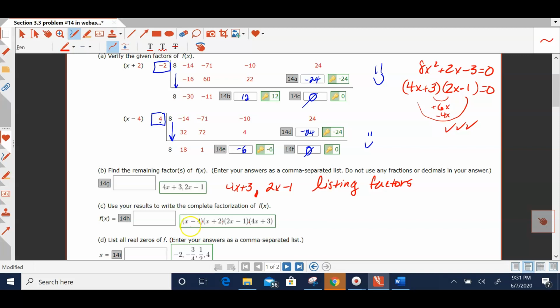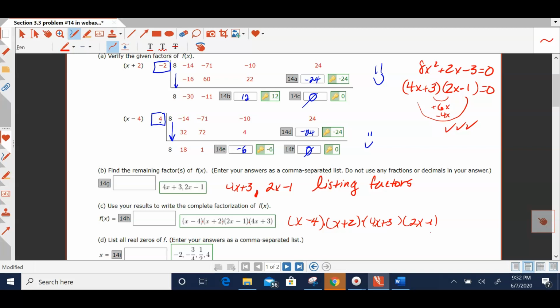So notice we have the x minus 4. We also have the x plus 2. Okay, we're writing the factorization, so we need to have those set up in parentheses because that means we are multiplying. 4x plus 3 and the 2x minus 1. This is the complete factorization.